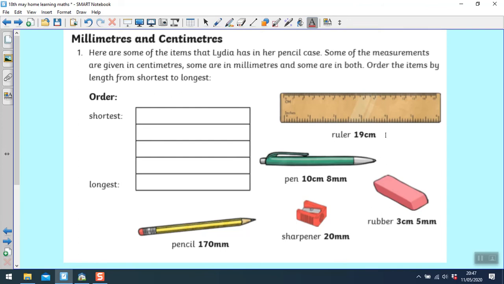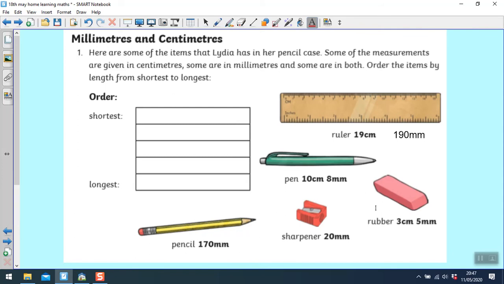So a ruler is 19 centimetres. To get from centimetres to millimetres, we multiply by 10. That's 190 millimetres. My sharpener is 20 millimetres already. My pencil is 170 already.